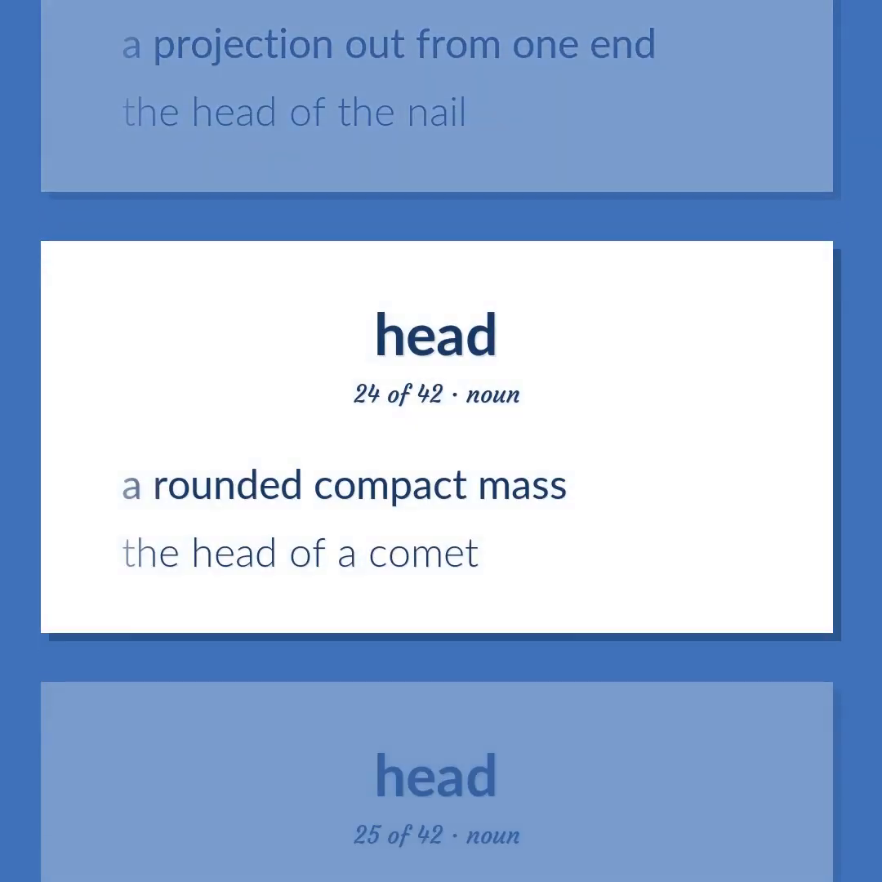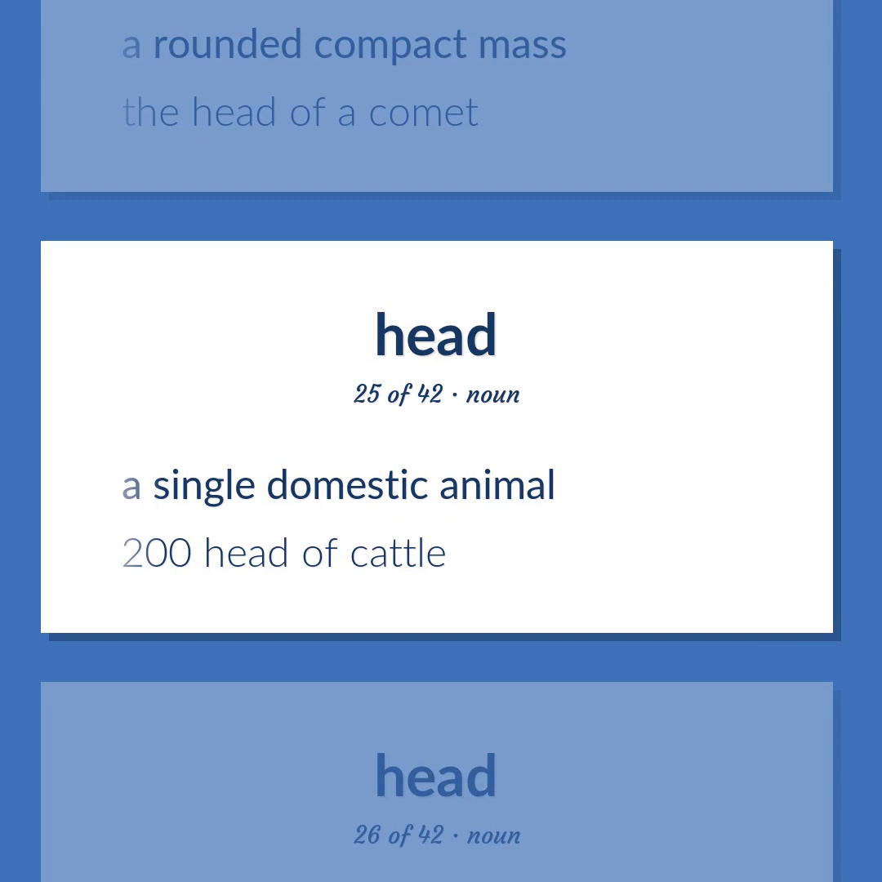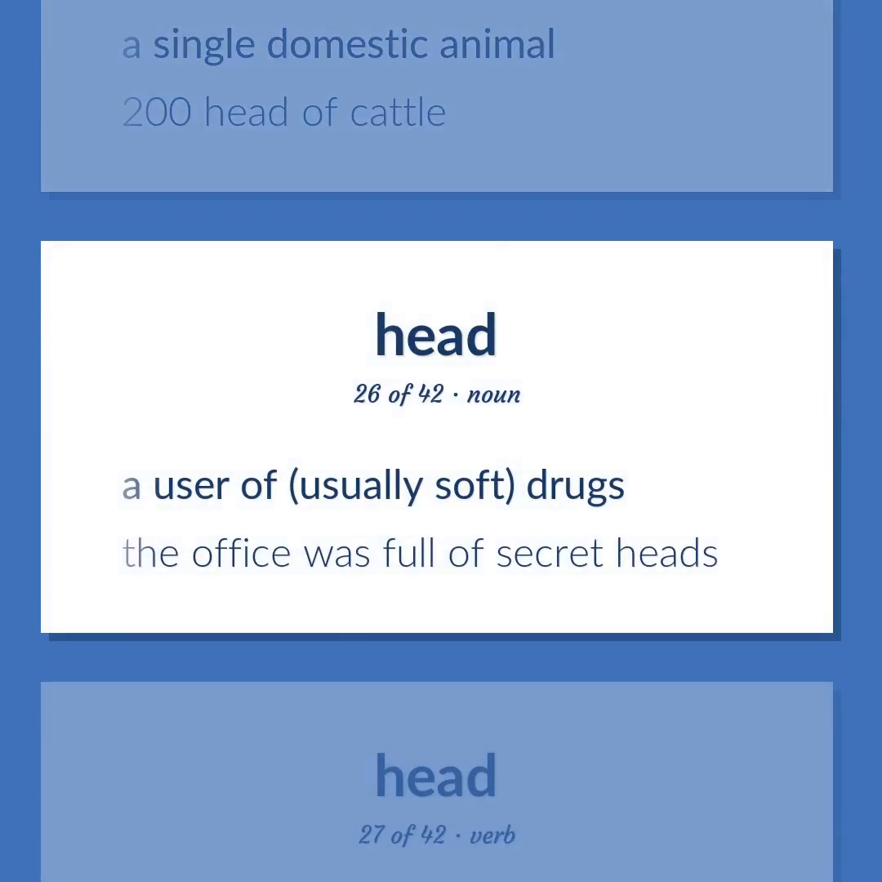A rounded compact mass. The head of a comet. A single domestic animal. 200 head of cattle. A user of, usually soft, drugs. The office was full of secret heads.